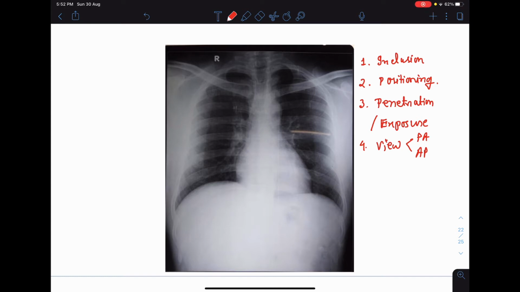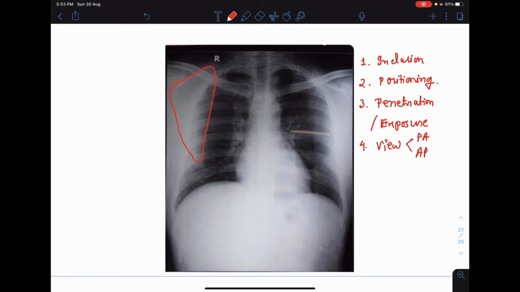The ribs are a little oblique in case of PA view if you compare with the AP view, where the ribs are usually horizontal. And if you look at the scapula, in case of posterior anterior view, the scapula lies wide apart from the lung field, whereas in case of antero-posterior view or AP view, the scapula overlies the lung field.